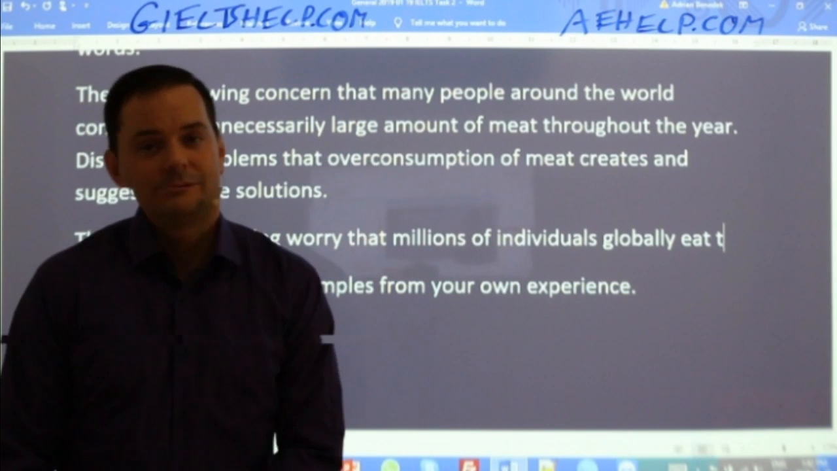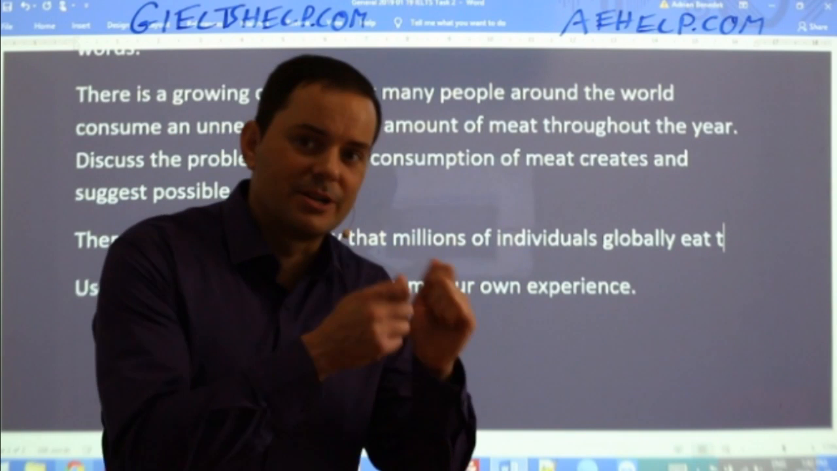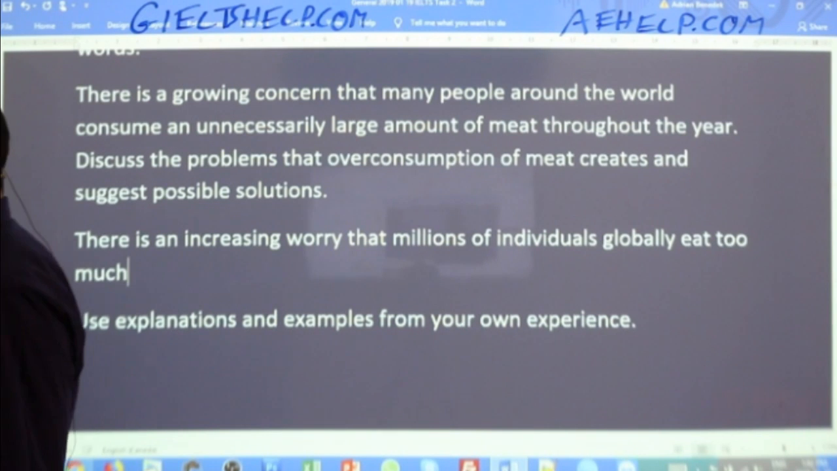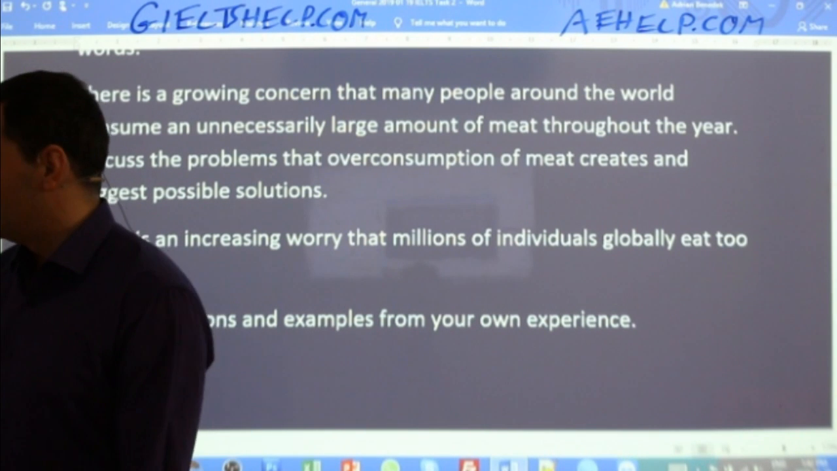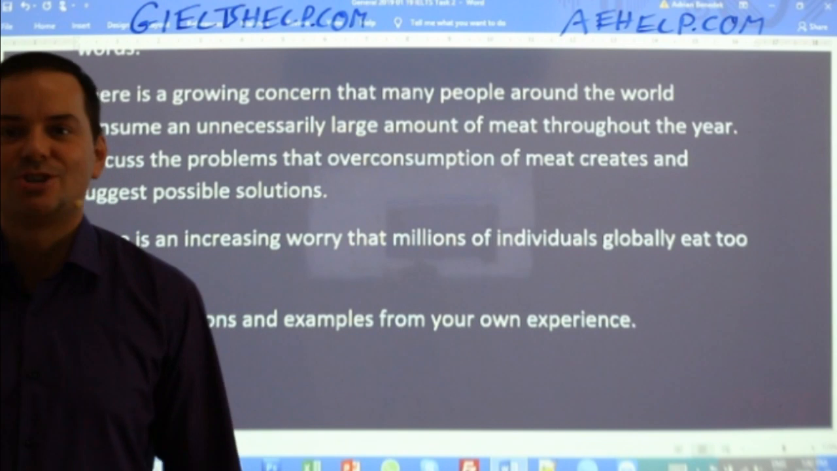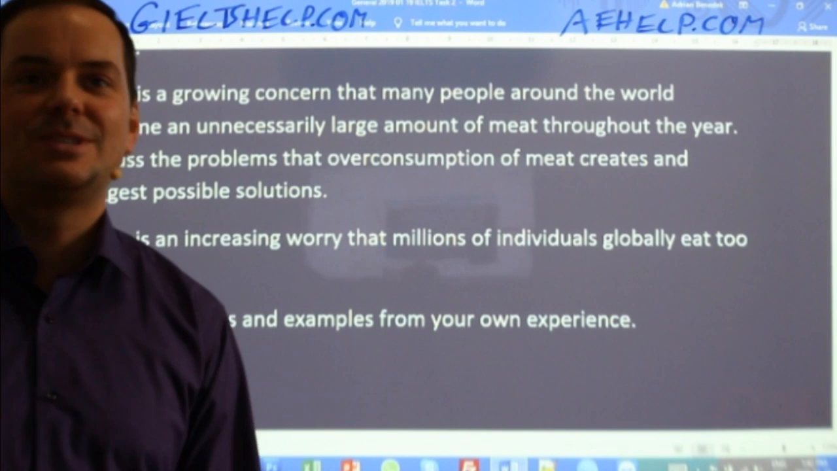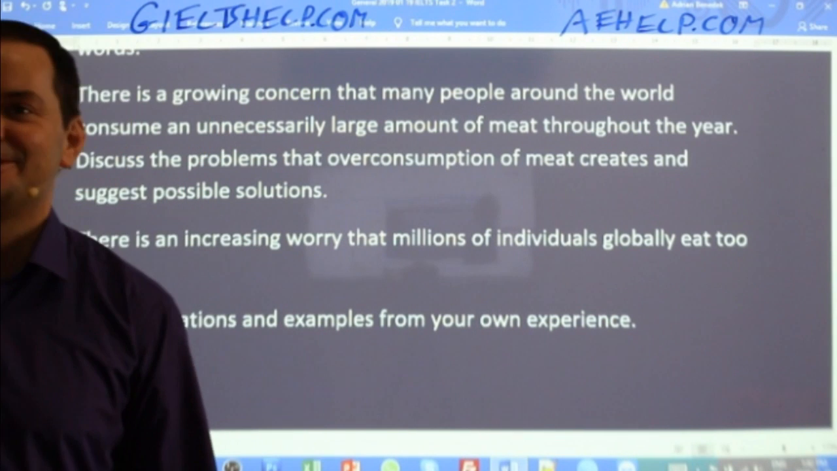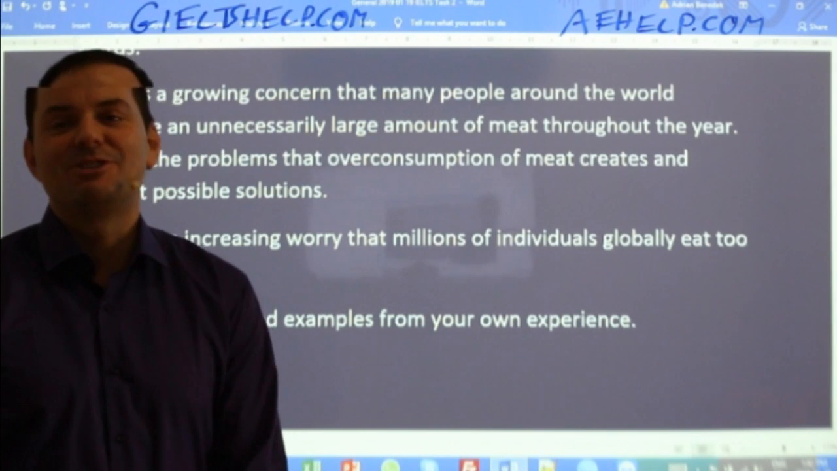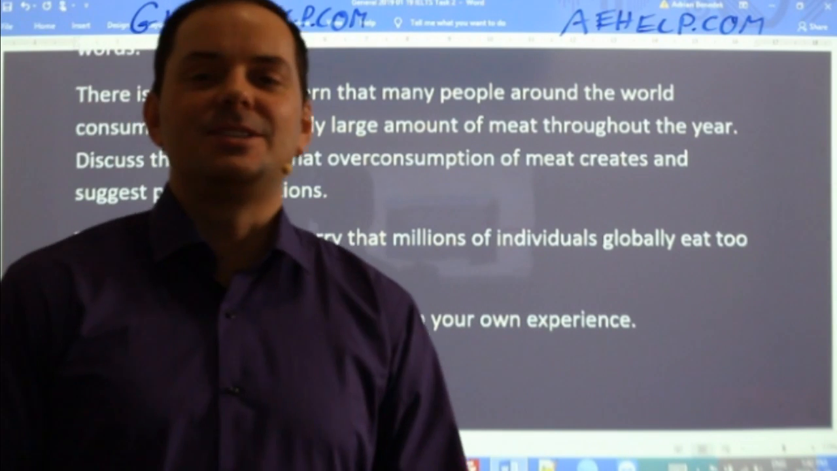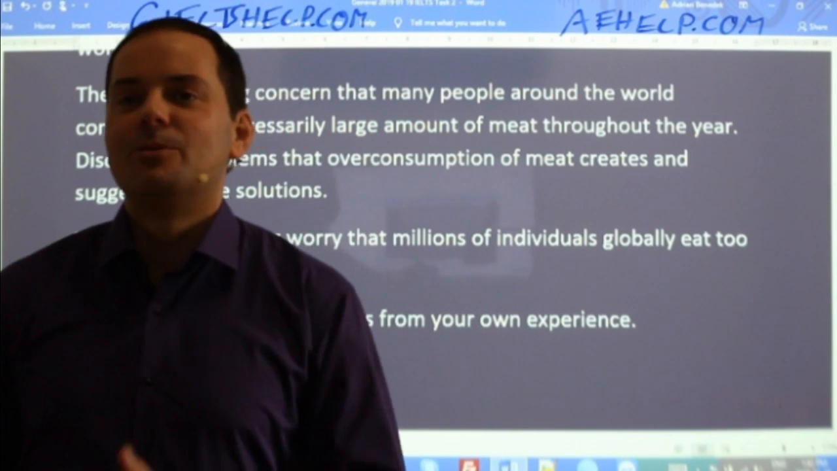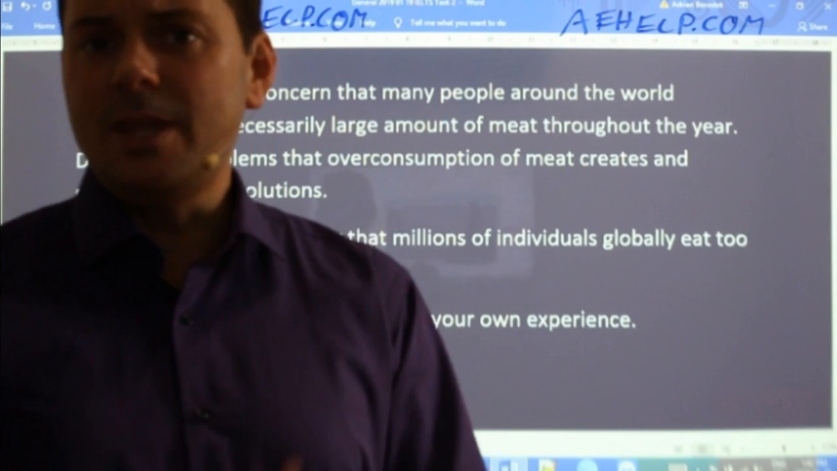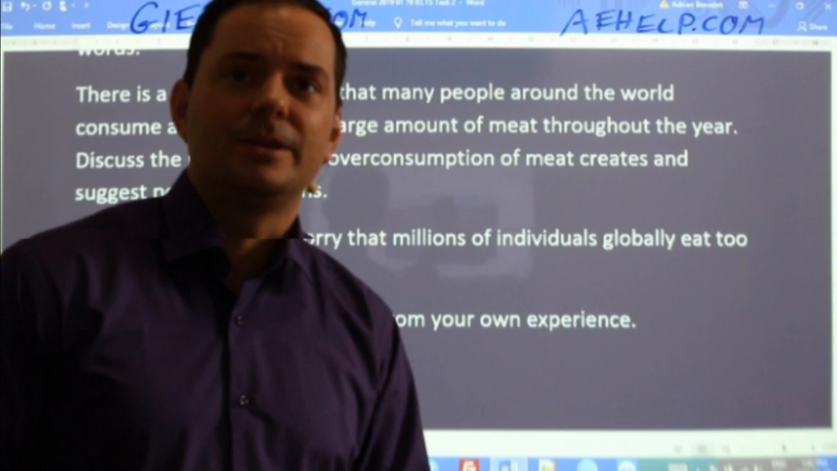Unnecessarily large amount. Drum roll, please. Not tons, too much. Okay, so there's an increasing worry that millions of individuals globally eat too much. Too much is a very simple way to say unnecessarily large amount. Not tiny, not tons, just too much. Okay, too much. I know, it takes a bit of practice, ladies and gents. Don't worry about it. You'll get the hang of it. The more you become familiar with English, the easier this will be, okay?